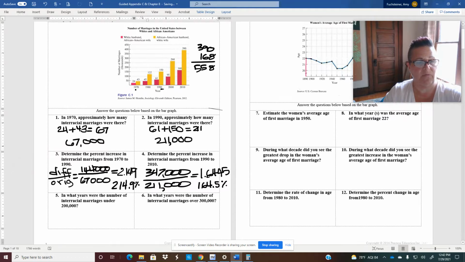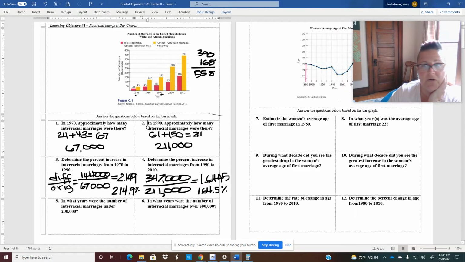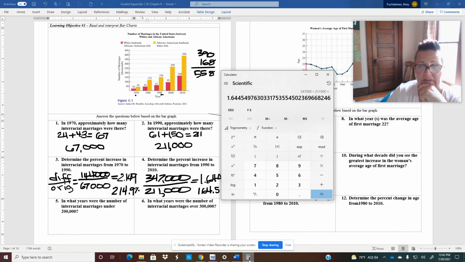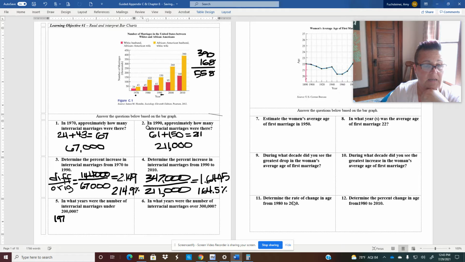In what years were the number of interracial marriages under 200,000? Well, if they're going to be under 200,000, they have to add to less than 200. Because it's 200,000, and remember, all of these numbers are in the thousands. So 200,000 divided by 1,000 to account for the place value. Everything needs to be less than 200. Well, that's going to happen in 1970 and in 1980.